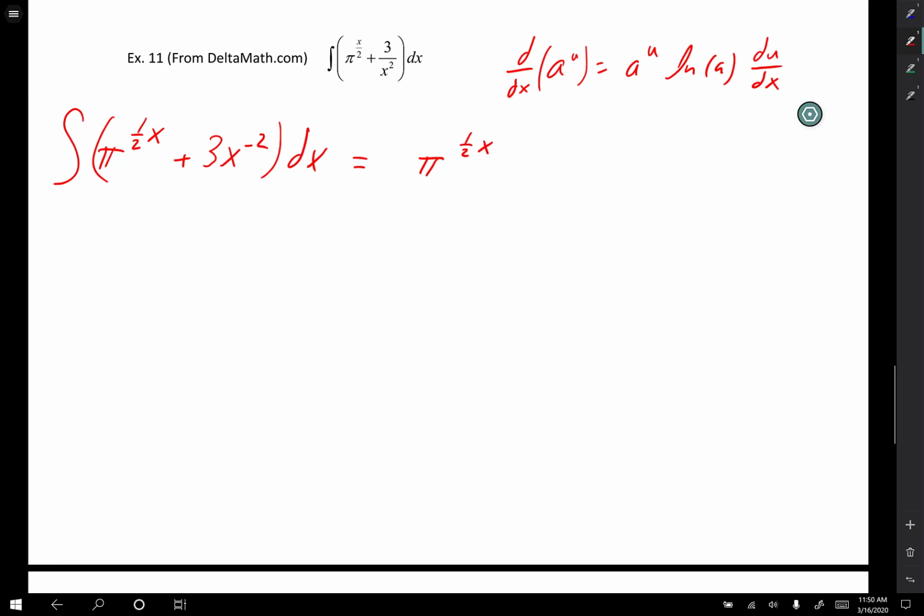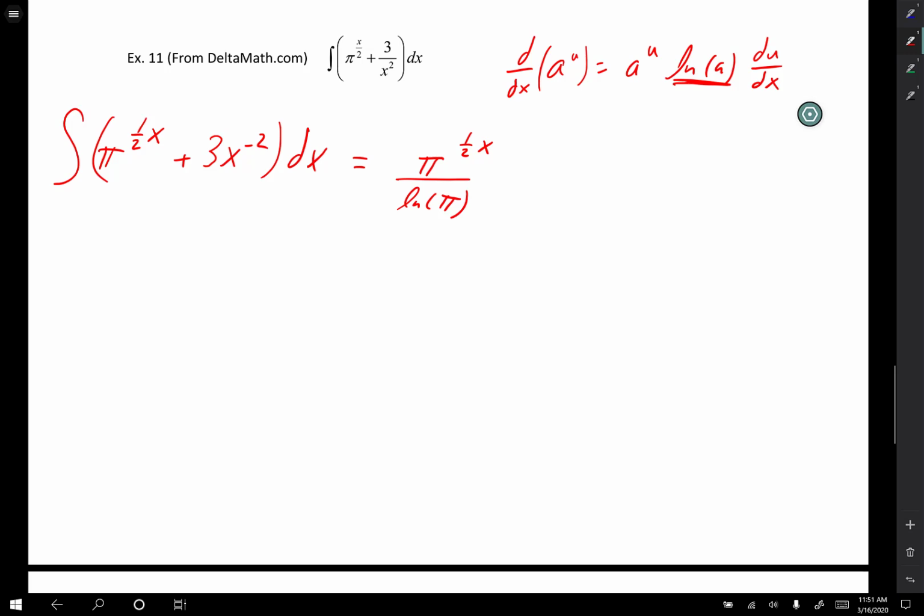Now, I should have an ln pi in the front, and I do not have an ln pi in the front of this integrand. So that means I have to be dividing by ln pi to cancel the ln pi that would have been in the front, guys. So we're just doing balancing. It's just a balancing thing here.